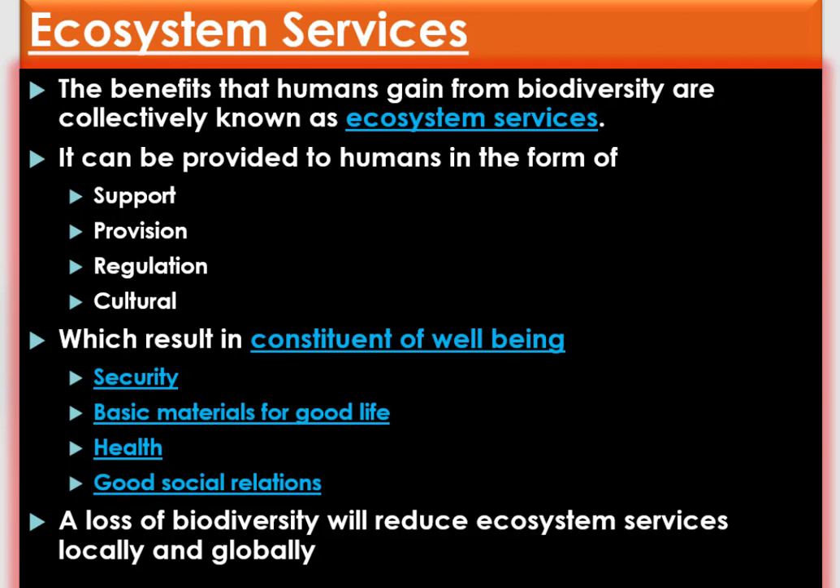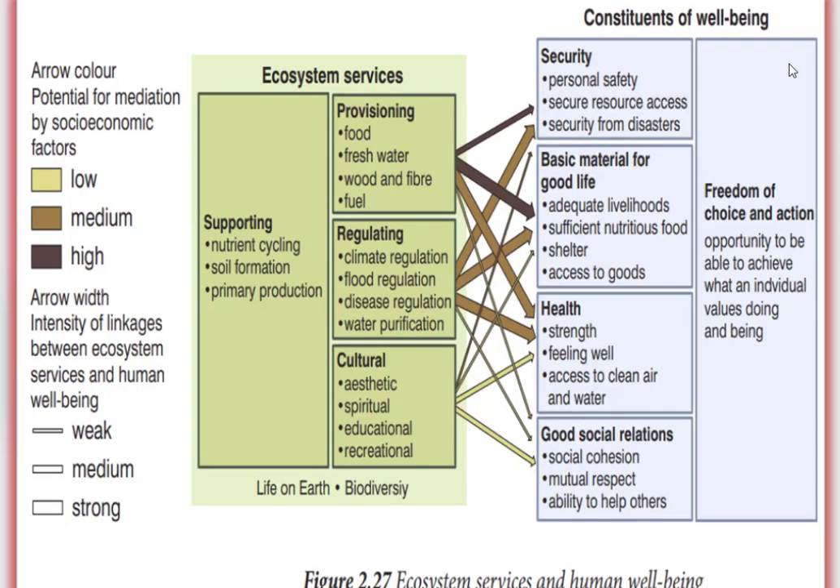The functions or benefits of biodiversity from an ecosystem or Earth in general are ecosystem services. We can acquire ecosystem services in different forms: support, provision, regulation, and cultural forms. These different forms of ecosystem services let human beings acquire different constituents of well-being. These constituents of well-being include security, basic materials for a good life, health, and good social relations. As you can see from the diagram, the ecosystem gives us services in different forms.